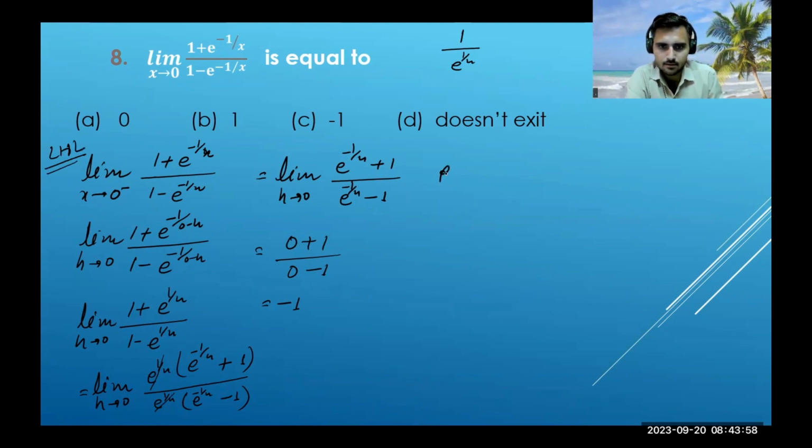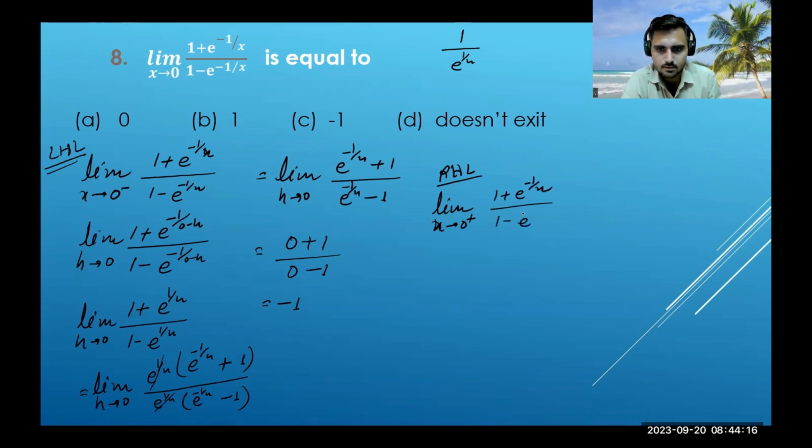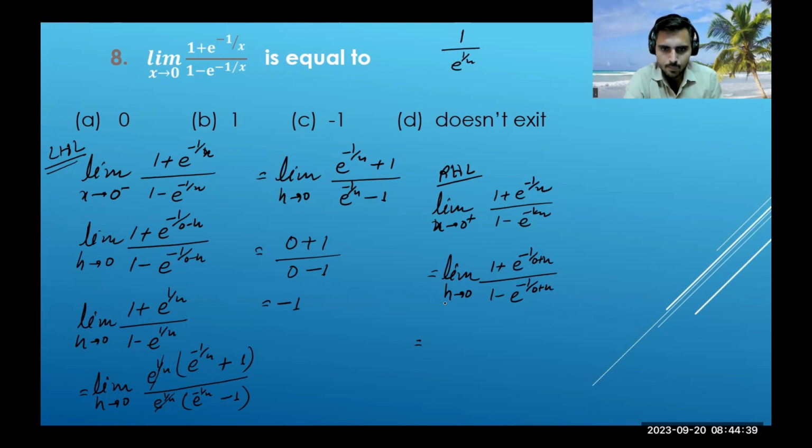Now we'll take RHL. So in RHL, again limit x tends to 0 plus, right? So similarly, same here, e raised to the power minus 1 upon x upon 1 minus e raised to the power minus 1 upon x. So we'll write here h tends to 0, and what we write here, 1 plus e raised to the power minus 0 plus h, right? And we'll write here 1 minus e raised to the power 0 plus h, right?